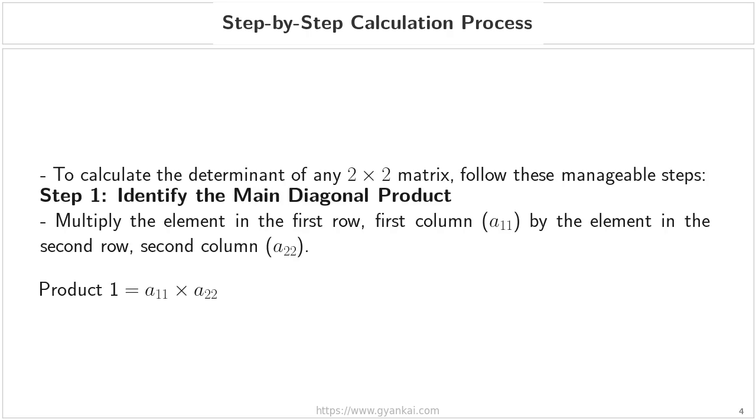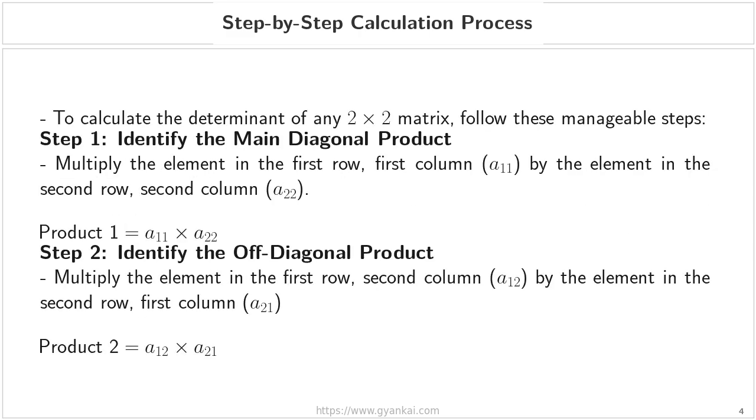First, let's look at step 1, which is identifying the main diagonal product. You'll want to focus on that line running from the top left to the bottom right. Take the element located in the first row, first column, which we call a 1-1, and multiply it by the element in the second row, second column, which is a 2-2. We can call this result product 1.